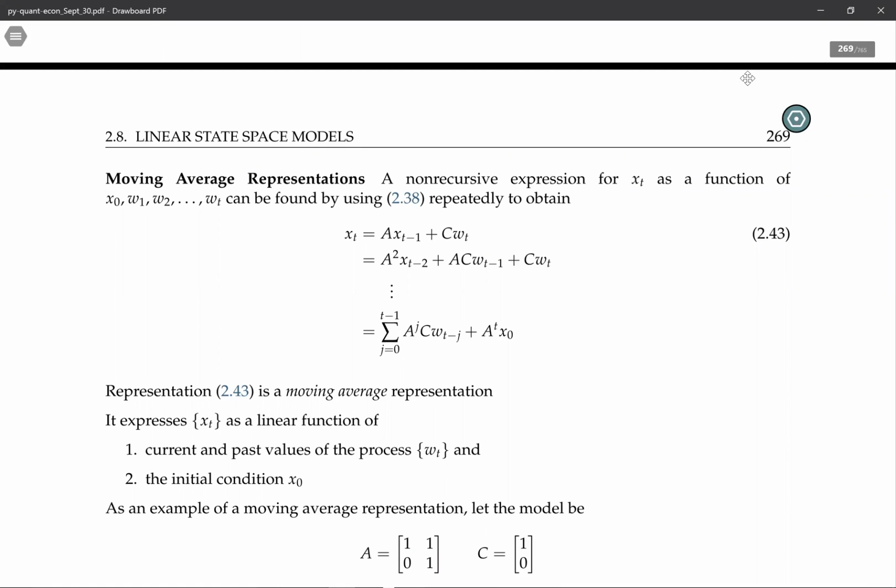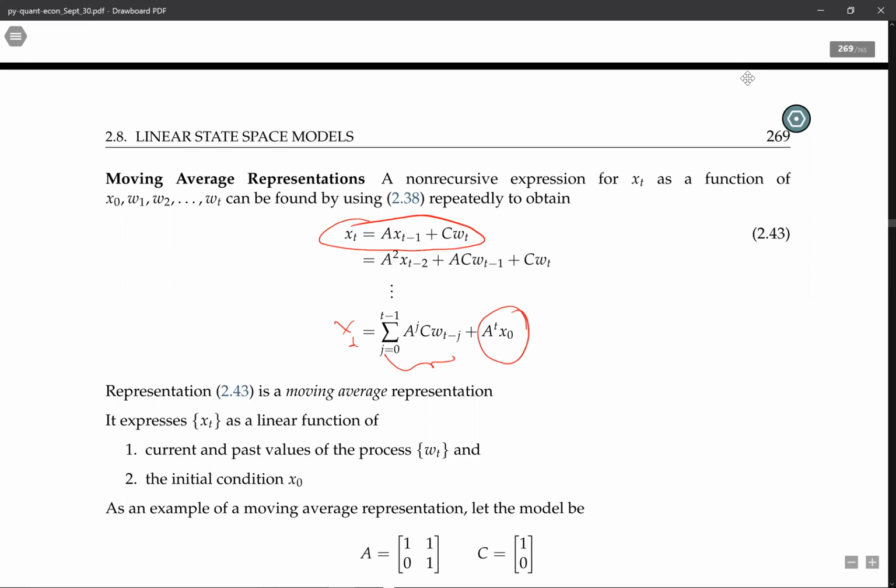Now, if you have done some time series, there's something called the moving average representation. How are we going to get that? We're just going to take this system that we have and iterate it backwards. If we do that, we can express xt as a matrix moving average of a particular kind of the shocks. So the state is composed of the history of the shocks plus an initial condition. That's really handy. If you give me an A, a C, and a G, I can compute the moving average representation by doing this.